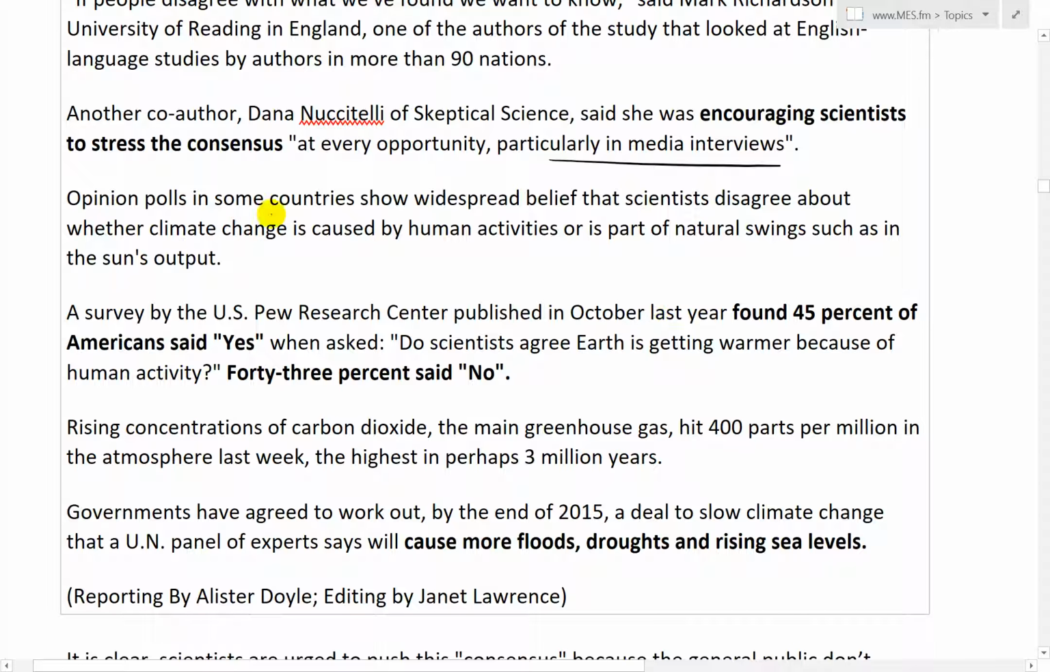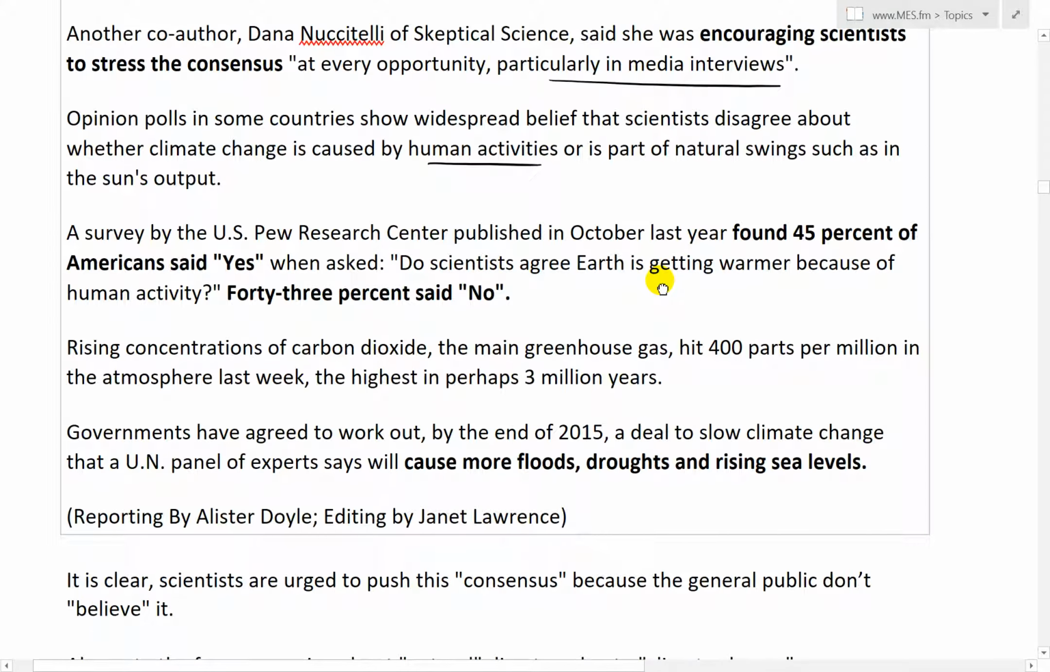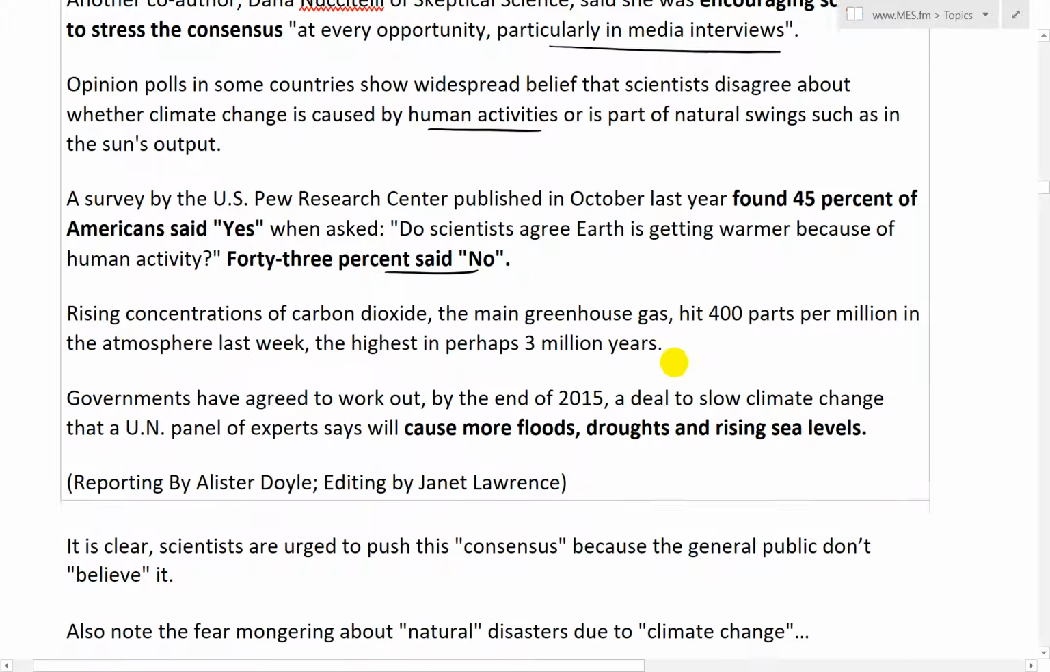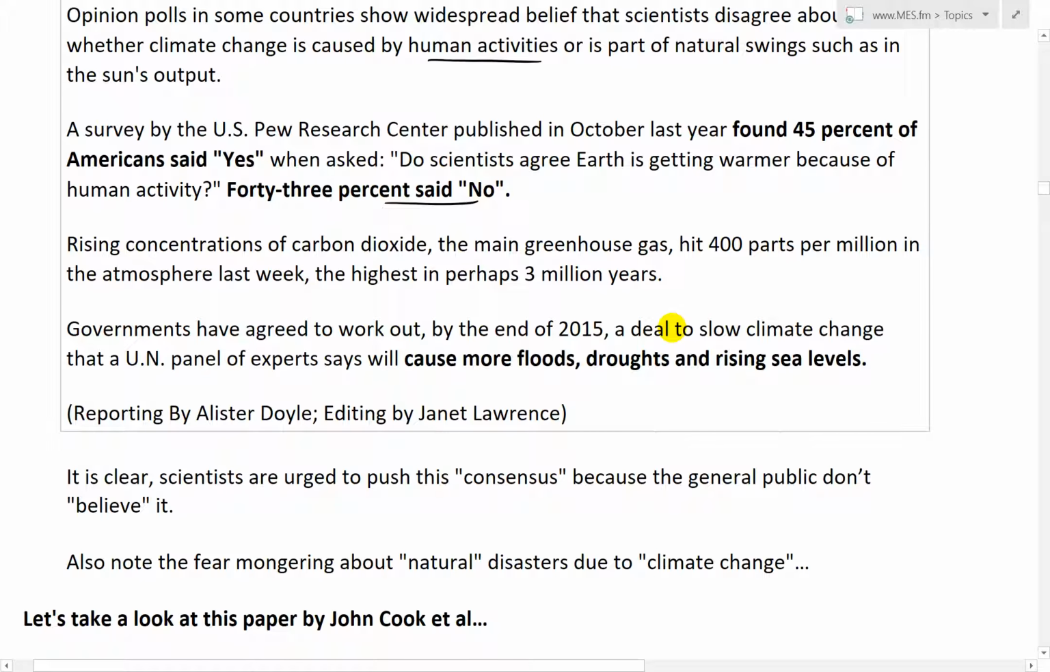Opinion polls in some countries show widespread belief that scientists disagreed whether climate change is caused by human activities or is part of natural swings such as the sun's output. And then a survey of the U.S. Pew Research Center published in October last year found 45% of Americans said yes when asked, do scientists agree Earth is getting warmer because of human activity? 43% said no.